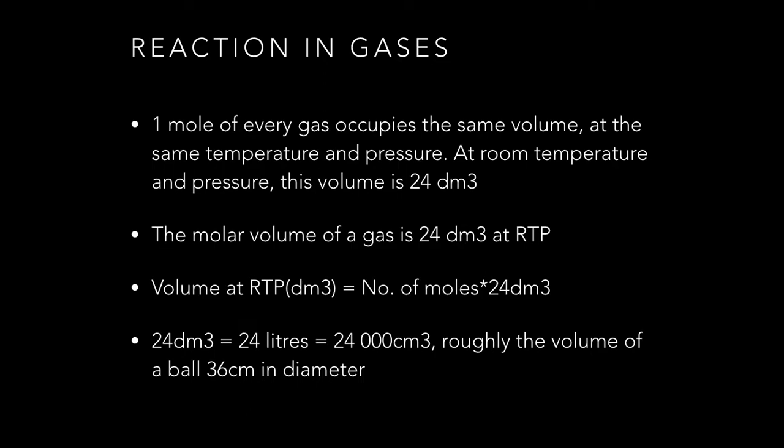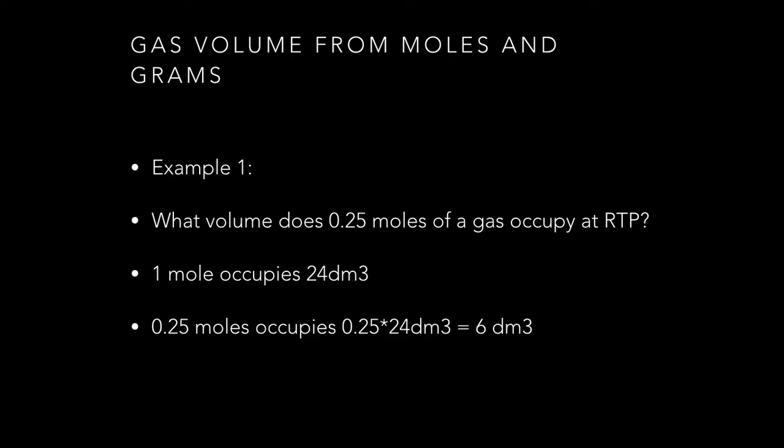Now, here are the two equations. Volume at RTP in dm cubed equals the number of moles times 24 dm cubed. Now, 24 dm cubed equals 24 liters equals 24,000 centimeter cubed, roughly the volume of a ball 36 centimeter in diameter. Okay. Now, here are some questions, because this topic is a heavy calculation based topic, because we have to calculate a lot of things. That's it.